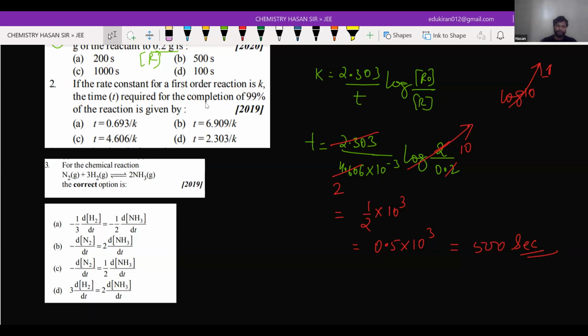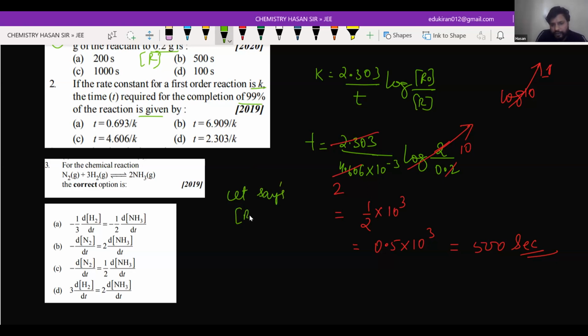Very good, Tharif. So I just gave you the formula for the rate constant for a first order reaction, K. The time required for completion of 99% of the reaction is... oh, it's wrong, Tariq. This type of question is very easy. You need to calculate T in terms of K when the reaction is 99% completed.